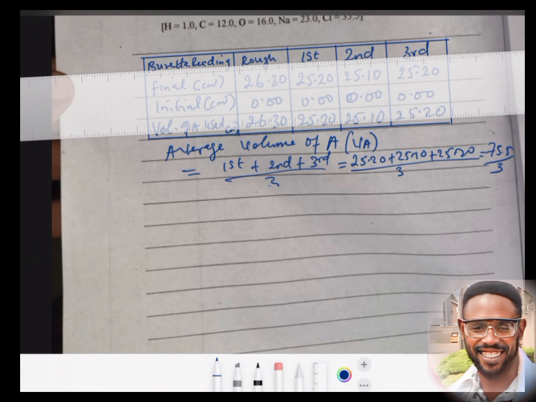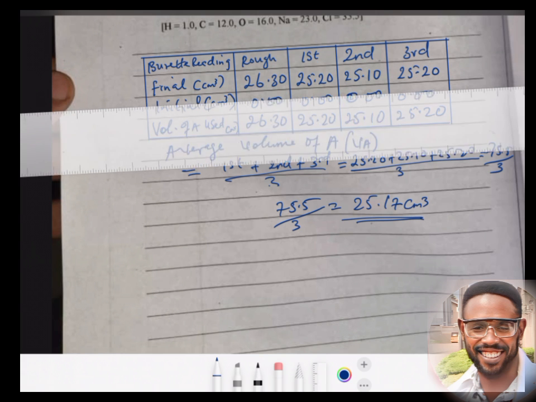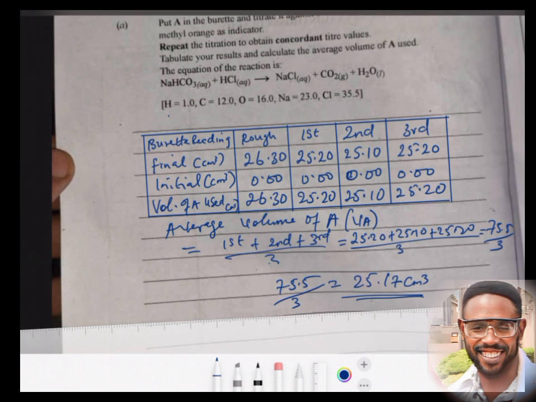So we have our average as 25.17 cm cube approximately. To go to the next page, we omitted the volume of pipette used, 25.00 cm cube.